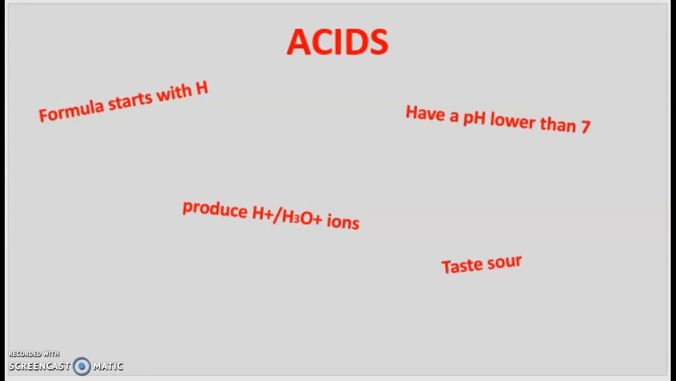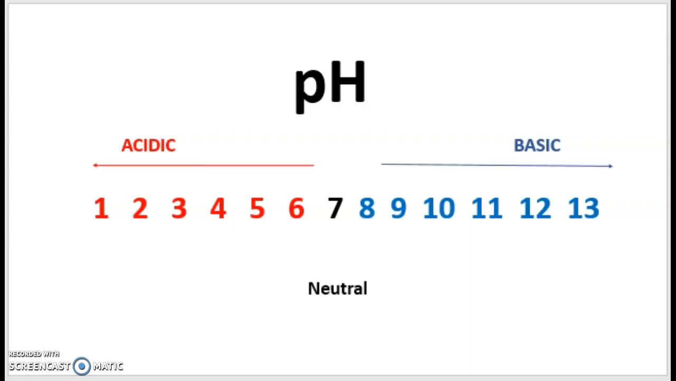So what happens if we look at the other side of the pH scale? In the middle, we have the neutral, which is water. Then to the left, going less than 7 is acidic. That means that greater than 7 is basic.